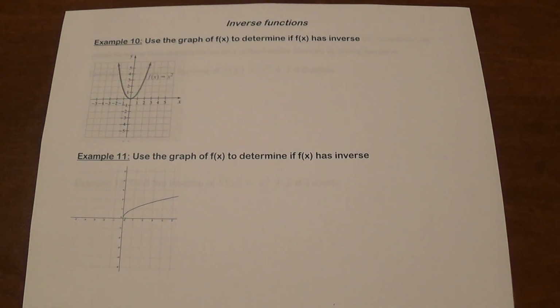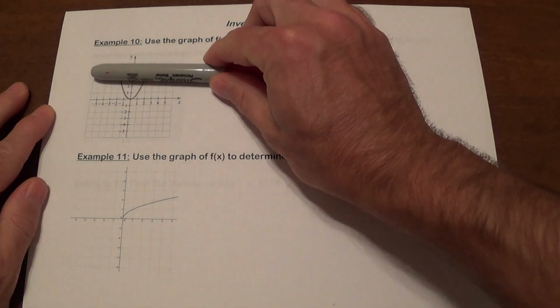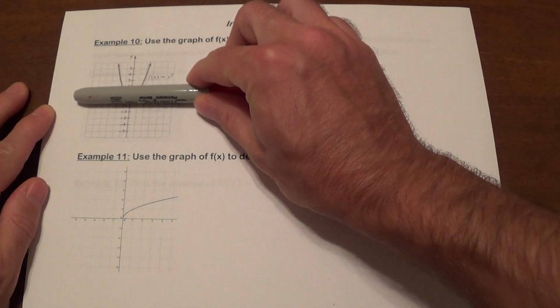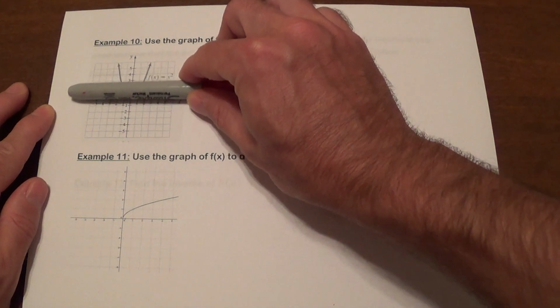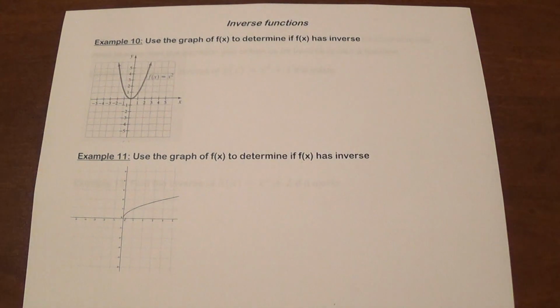Well, let's take a look at the next one. How about 10? You're going to start doing this with 10. You can see that in a lot of places you're going to cross the graph more than once with a horizontal line. So this one does not have an inverse.